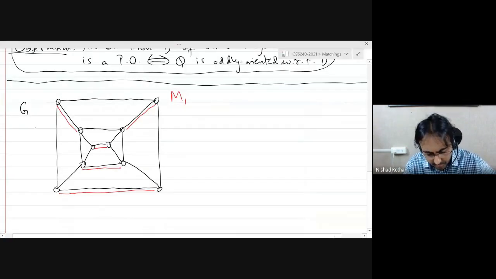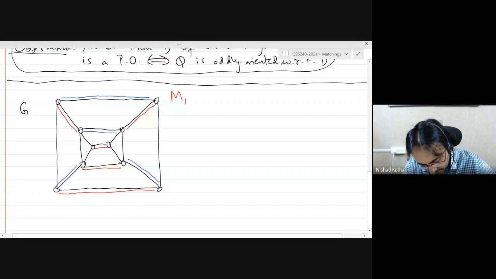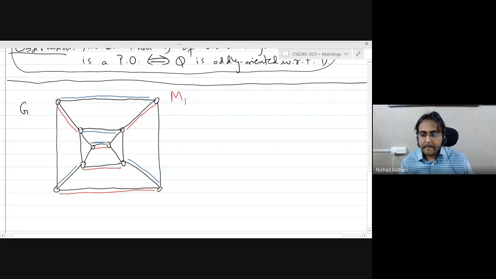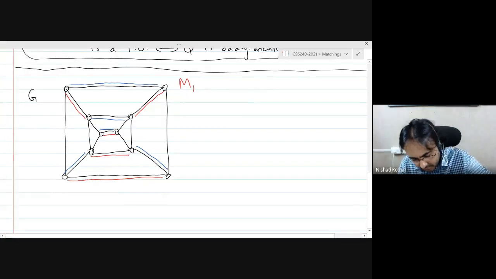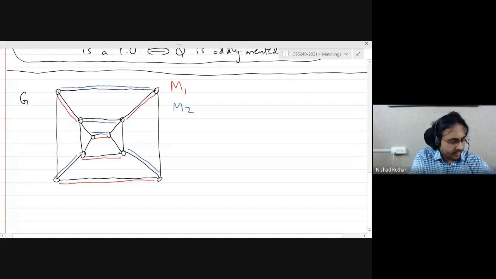And now let's look at the blue perfect matching. So it's these edges, and this edge is common to them. So this edge is red as well as blue. Okay. So we've got these two perfect matchings. And right, so this is M2. Okay. And I want to look at an orientation of this graph.